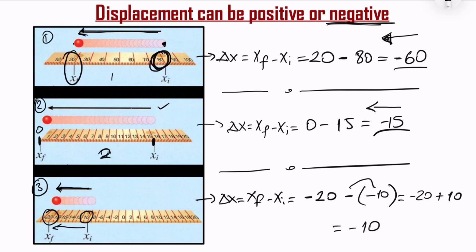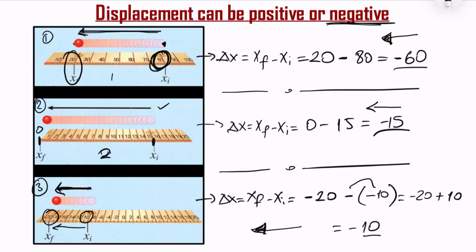So the result is negative. It gives us information that it moves in the negative direction. Does it move in the negative direction? Yes, it does. So here we have to understand displacement can be positive or negative. The positive gives us information about its direction, and the negative gives us information about its direction too.